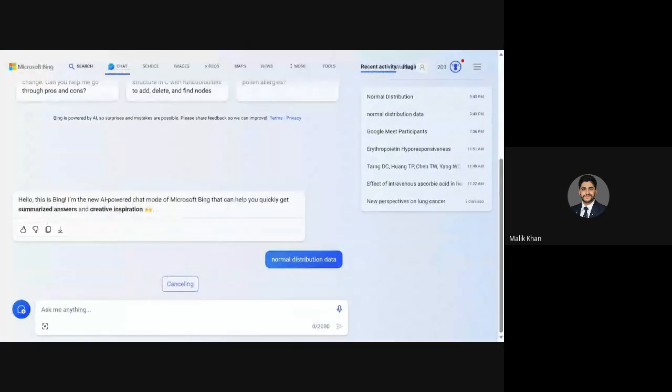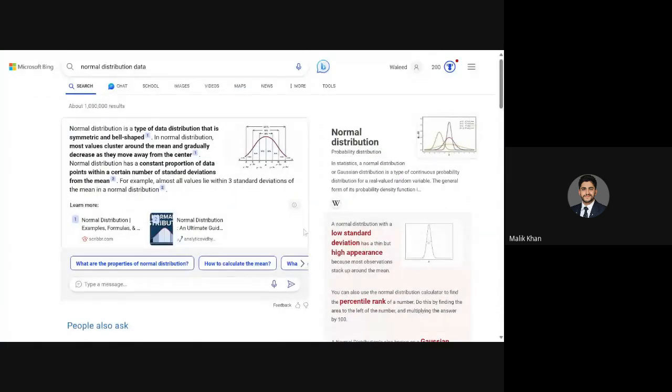One second. Let me open another screen. Give me a little time.